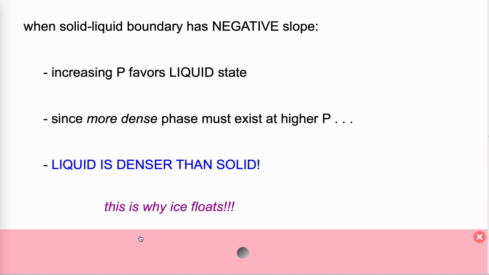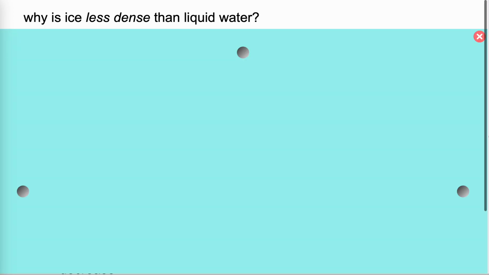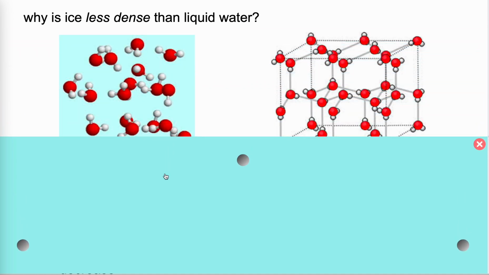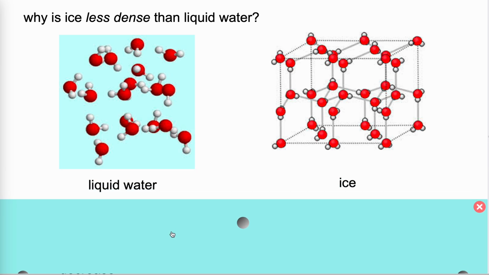You know that water is unusual in that the solid phase is less dense than the liquid phase, and that is explained by the fact that the boundary line between the solid and liquid phases has a negative slope. So why is that? Why, chemically, is the solid phase of water, that is ice, less dense than the liquid phase? Well, here are a couple of diagrams I found that actually clearly show this.